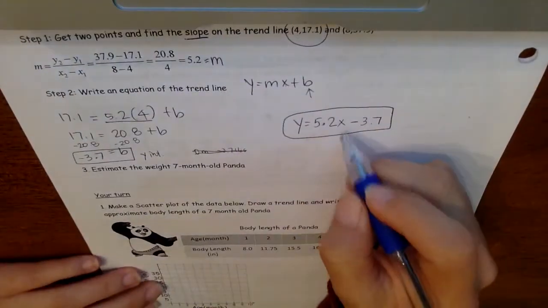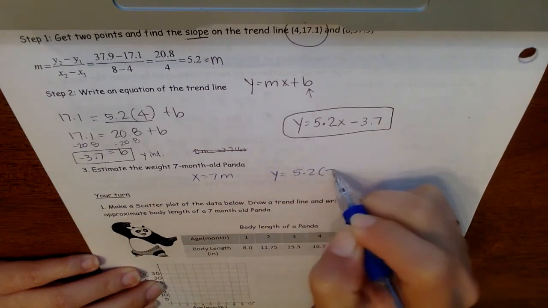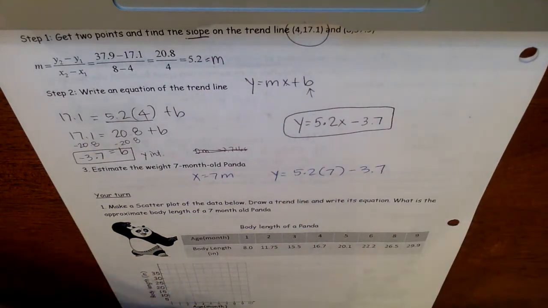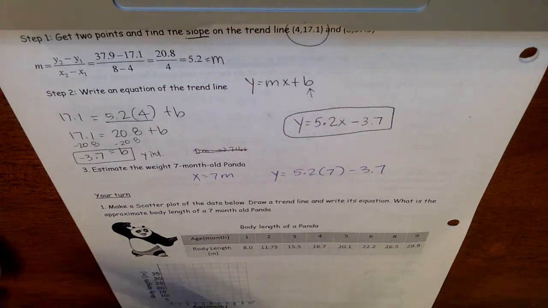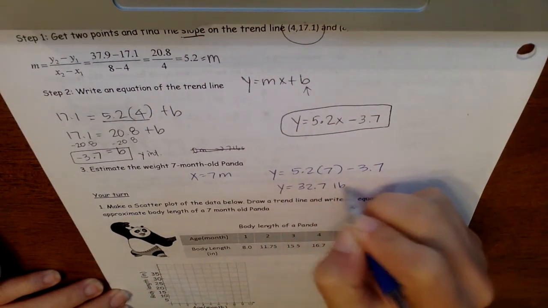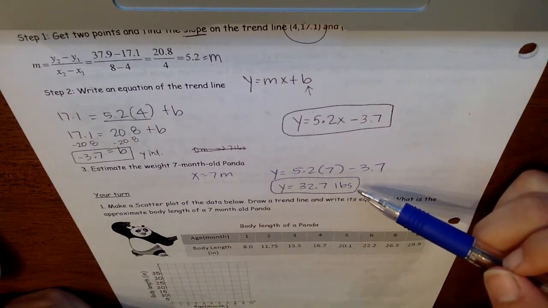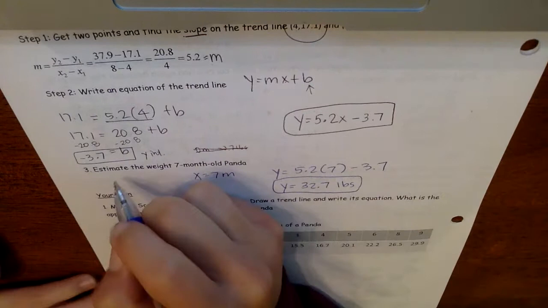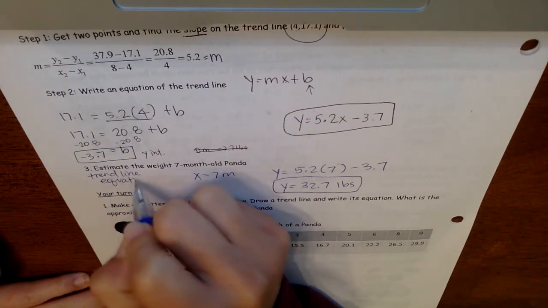If we want to use our equation, x is 7 months. So we're going to plug in 7 for x: 5.2 times 7 minus 3.7. And we get y equals 32.7 pounds, which is kind of what we said using our trend line. It was going to be between 30 and 36, so about 33. I've shown you both. To estimate, you can use your trend line or your equation.